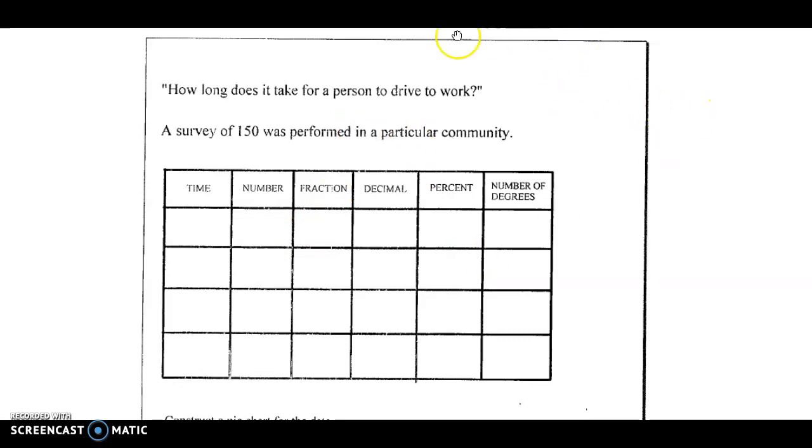Okay, so let me do my best to write in some of this data. This is less than 5 minutes. And normally I would collect data from you if we were in class doing this. So there were 40 students that did that. And then from 5 to 10 minutes, there were 35 students that did that. And then from 10 to 20 minutes, there were 45 students. And then greater than 20, there were 30.